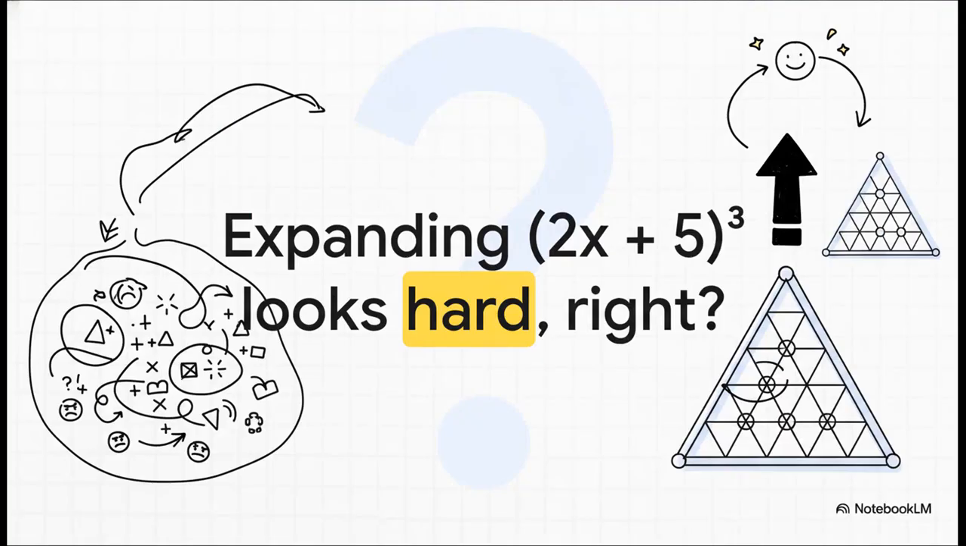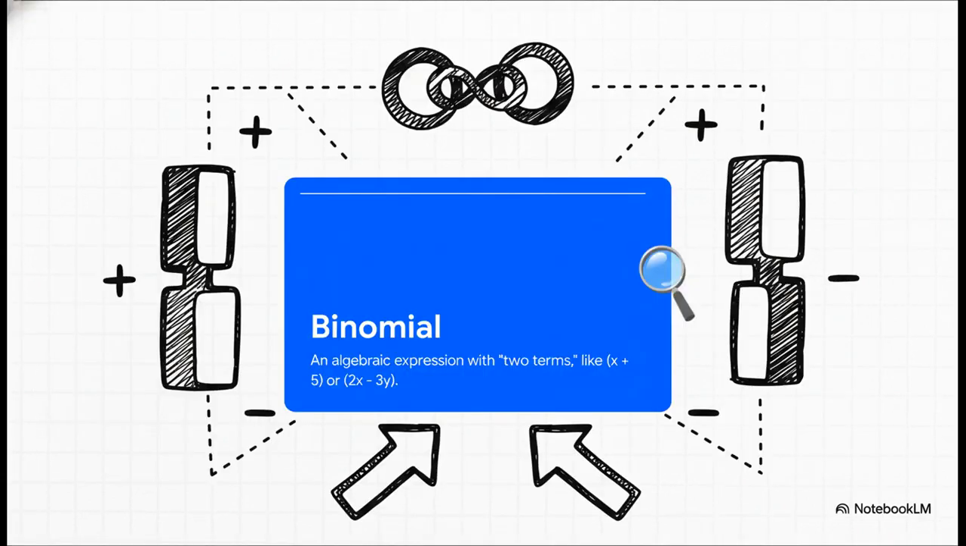I mean, let's be real. Seeing something like this probably makes you want to just close the book. You could sit there and multiply 2x plus 5 by itself over and over, but man, that's messy. And there are so many places to make a tiny mistake. We're here to learn a way smarter way to do this. So, let's meet the star of the show, the binomial. It sounds fancy, but it's super simple.